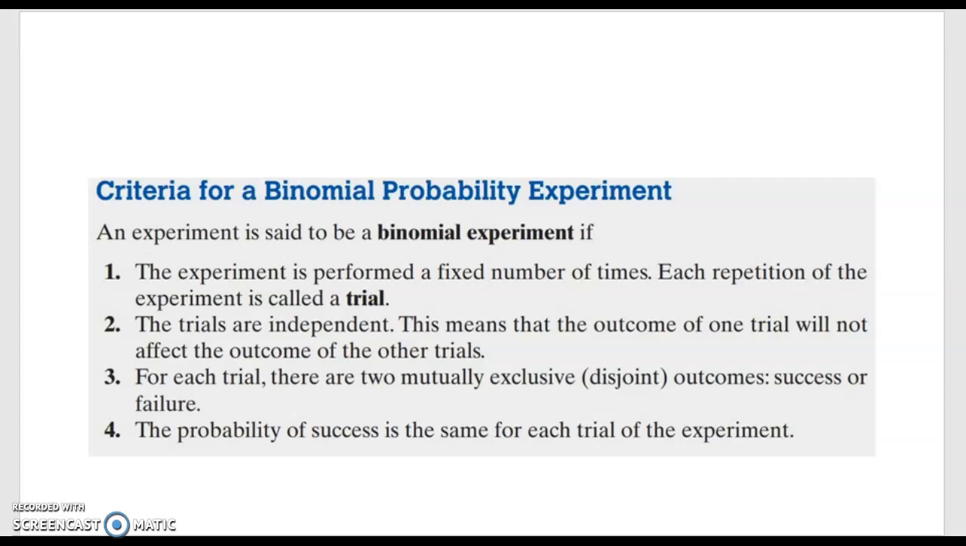Two, the trials have to be independent. Three, each trial has to have one of two outcomes, and we call those outcomes either a success or a failure, which is why they are mutually exclusive outcomes. And four, the probability of success has to be the same in every trial.